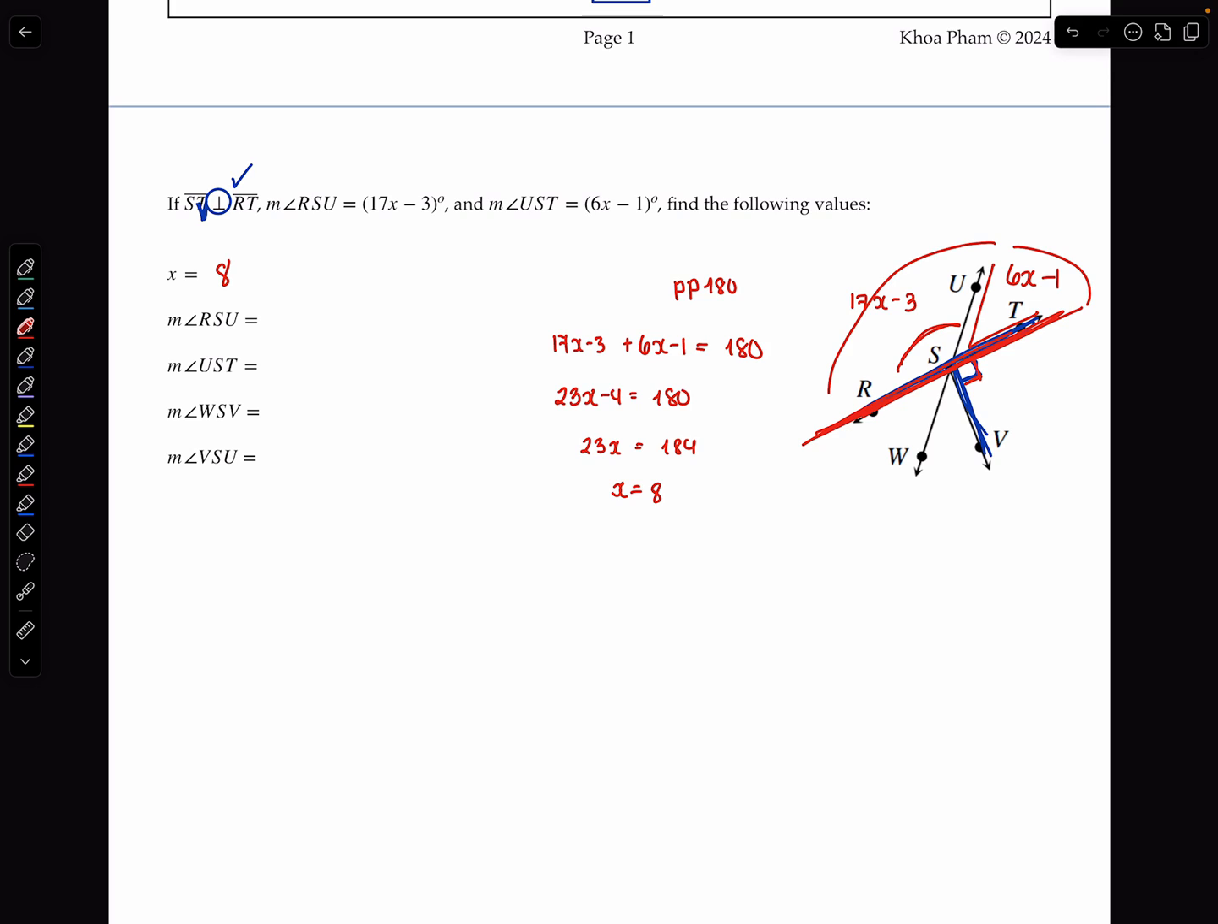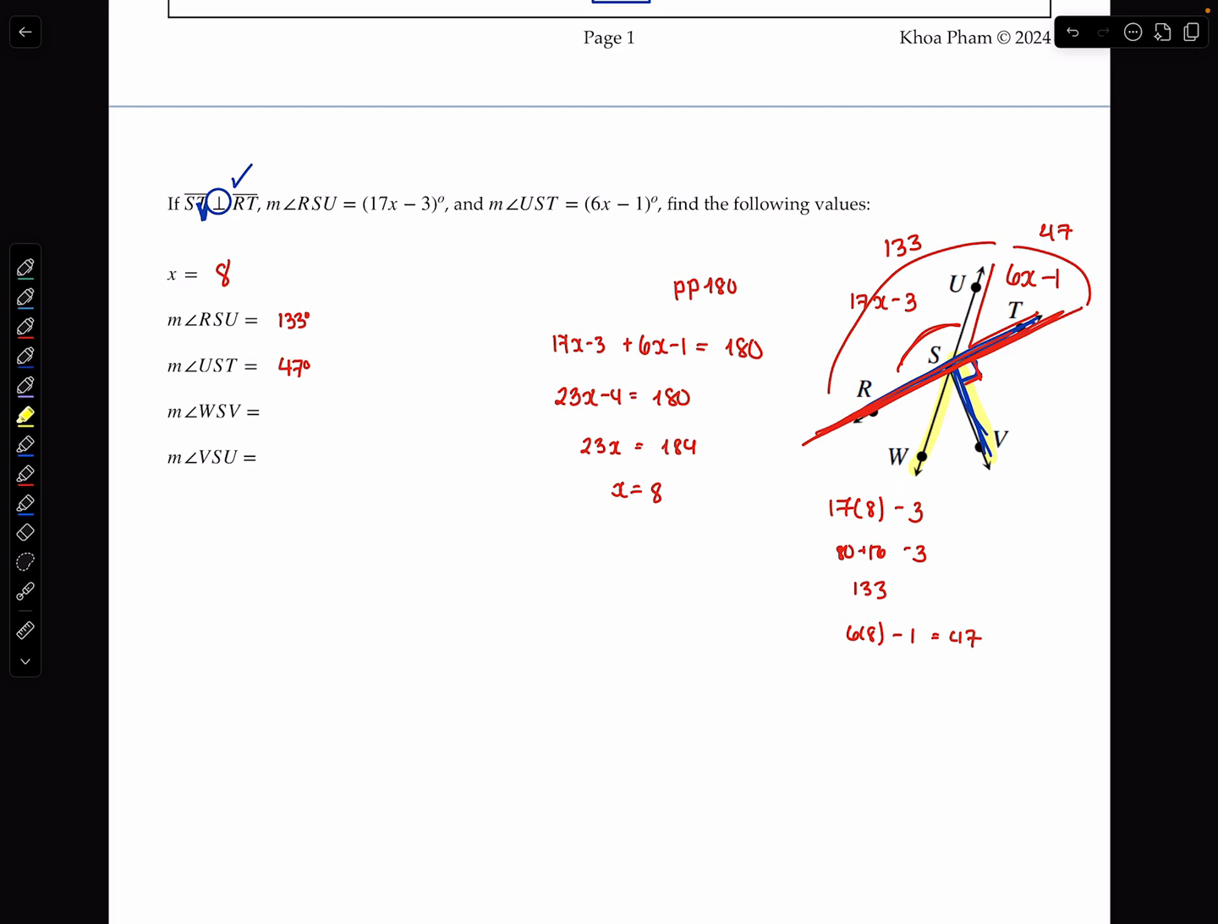Okay, so I want to find RSU. So RSU is 17 times 8 minus 3, which is what? 136 minus 3, that's 133. So this angle is 133. And let me just double check. 6 times 8 is 48 minus 1 is going to be 47. That checks out because 47 plus 133 is 180. So we want to find RSU, that's 133 degrees. UST, we just found out that's 47 degrees.